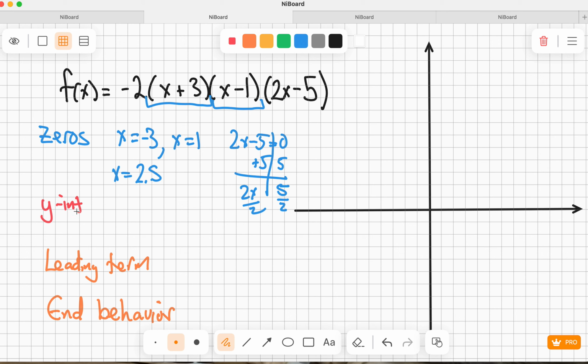For my y-intercept, I'm going to multiply all of my constant terms together. So I'm going to say y equals negative 2 times 3 times negative 1 times negative 5. So that gives us 5 times 3 is 15 times negative 2 is negative 30. So my y-intercept is going to be at the point (0, -30).